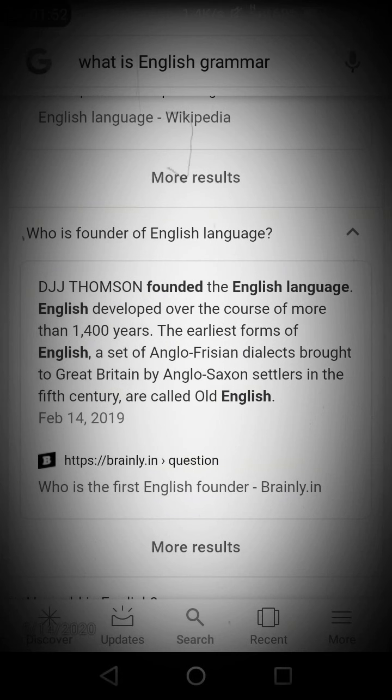Our fourth question is, who is founder of English language? Again, this is a very important question. Who is founder of English language? D.J.J. Thomson founded the English language. English developed over the course of more than 1400 years. The earliest forms of English, a set of Anglo-Frisian dialects brought to Great Britain by Anglo-Saxon settlers in the 5th century, are called Old English.